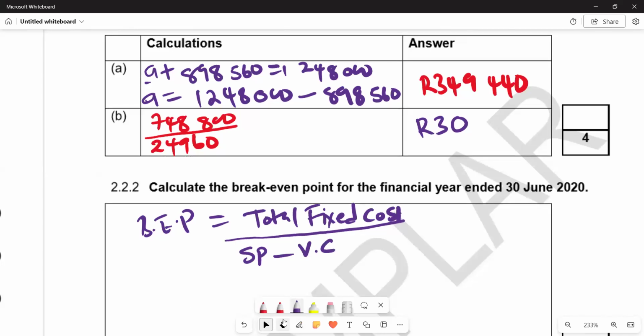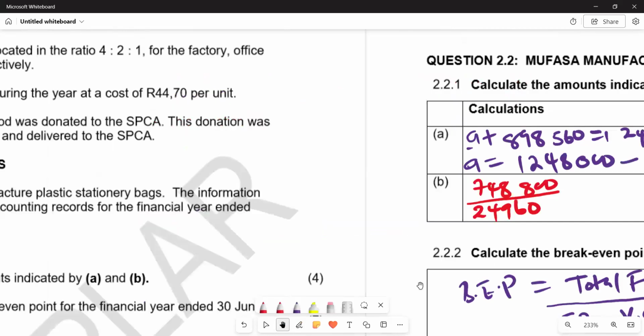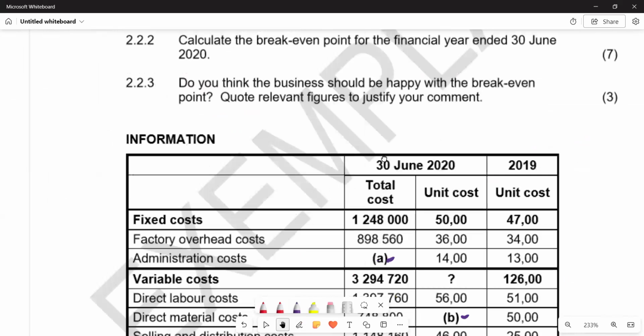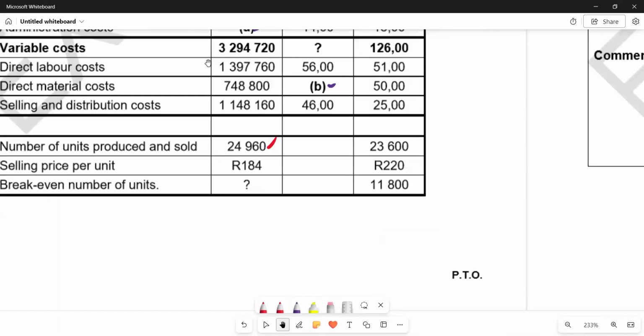We can go to our question to see if we have all those elements. If you go back to the question, the denominator is the one we need to find out first. We find it by saying selling price per unit minus variable cost per unit. Our selling price per unit is given here: selling price per unit is 184.